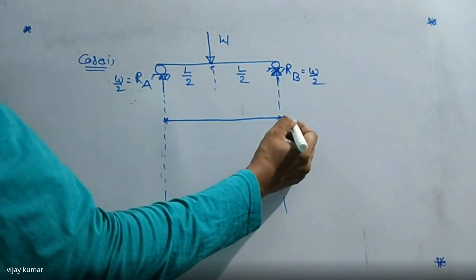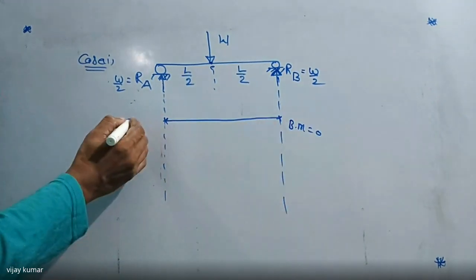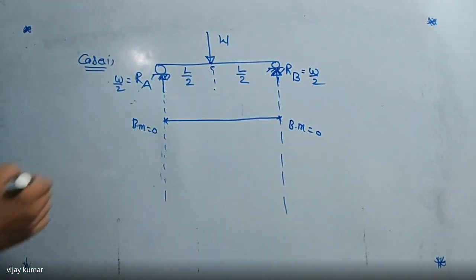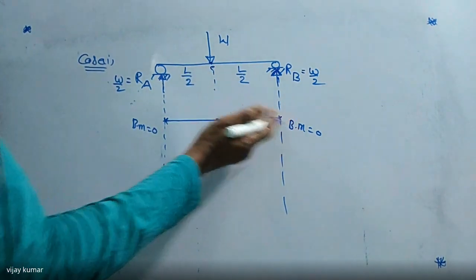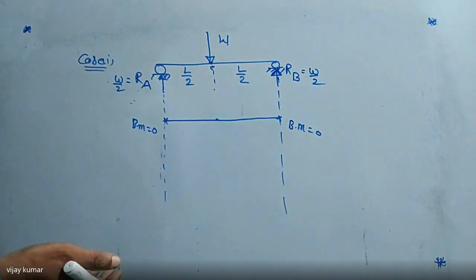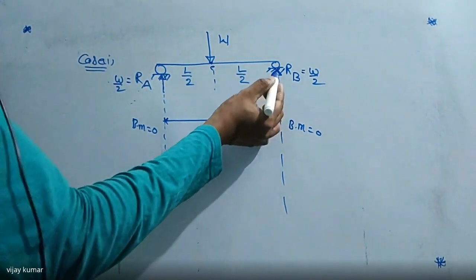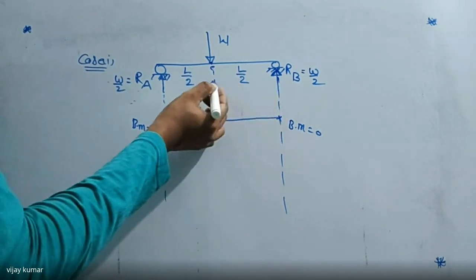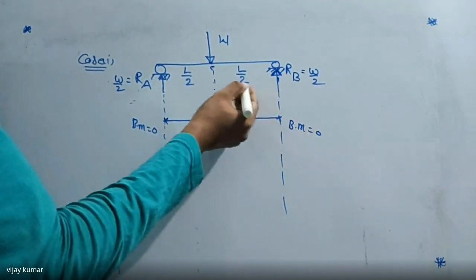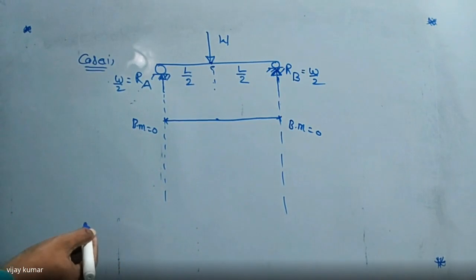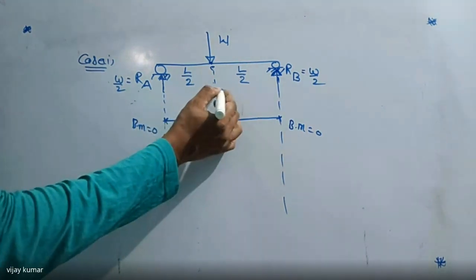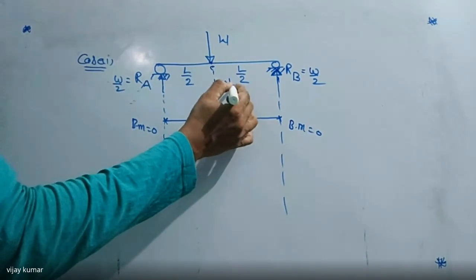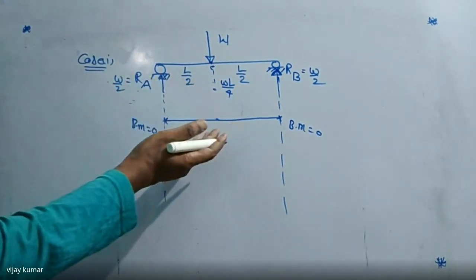Bending moment at this point is zero, and the bending moment at this point is also zero. But what is the bending moment at the center now? If you take from this side or from this side, we get the same magnitude, but the directions are opposite. So tell me, what is the moment of this force with respect to this point? That is W by 2 into L by 2, that is WL by 4. Did I make my point? WL by 4. Okay, right. So here I'm writing WL by 4. From this side also we are getting WL by 4.